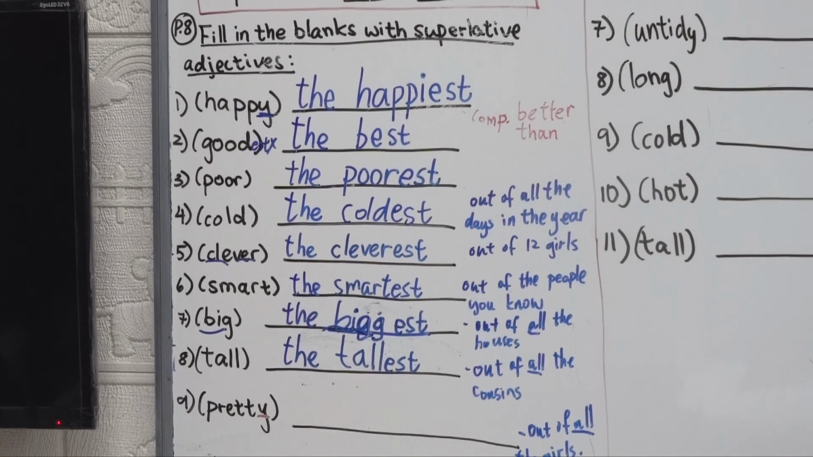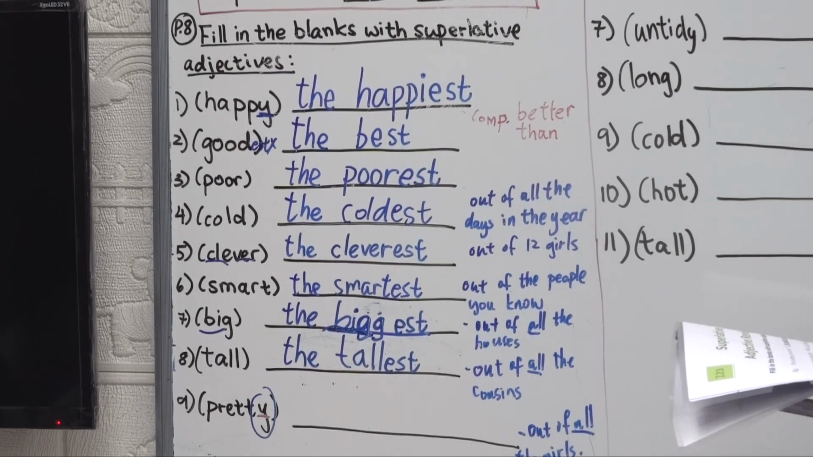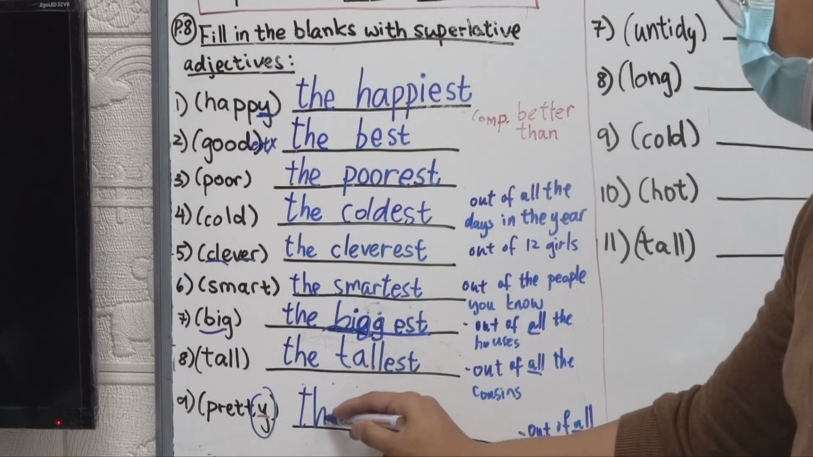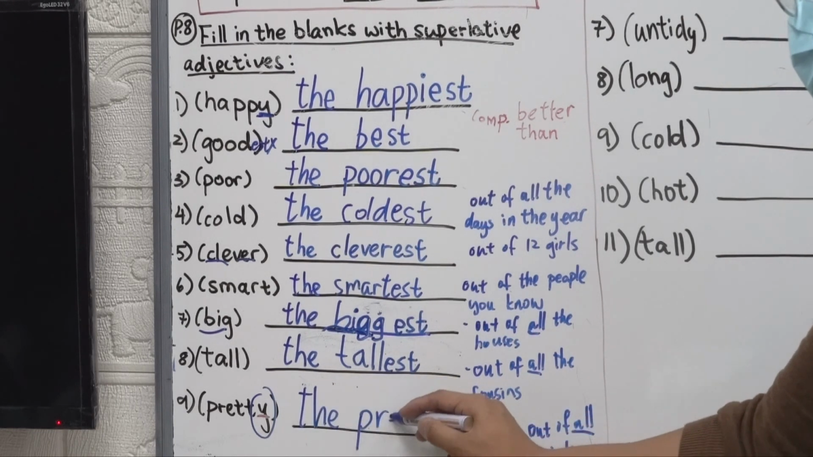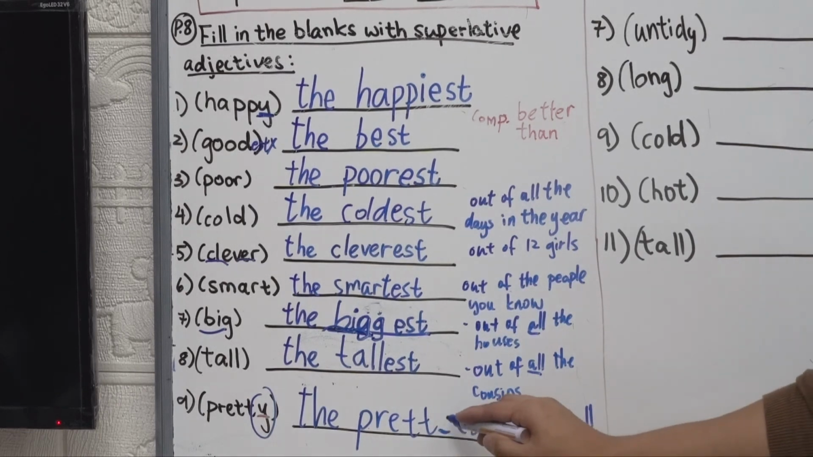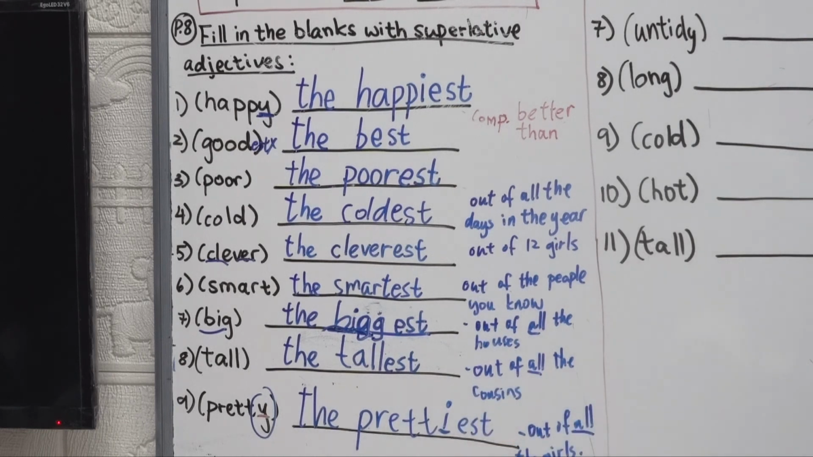Okay, lastly, we have pretty, ending in a Y. P-R-E-T-T-Y. She is blank girl I know out of all the girls that I know. So again, the. And then P-R-E-T-T, then something E-S-T. Why is it something? Do we keep the Y? Similar to question number 1, we change Y to I. Okay? So P-R-E-T-T-I-E-S-T. Prettiest. Alright, please check the 3 answers for 7, 8, and 9. Okay?